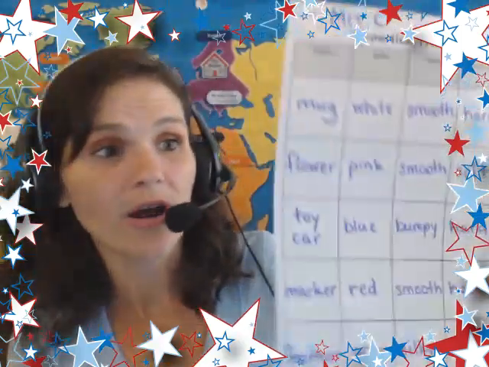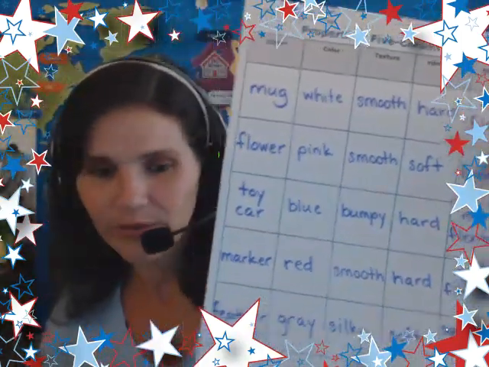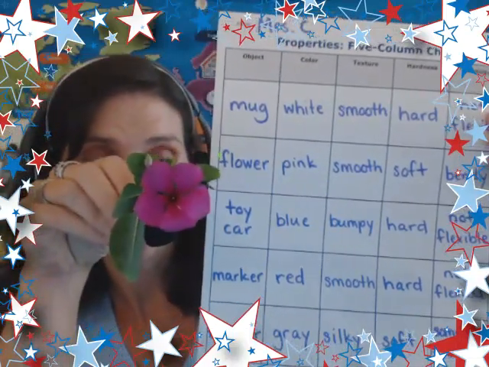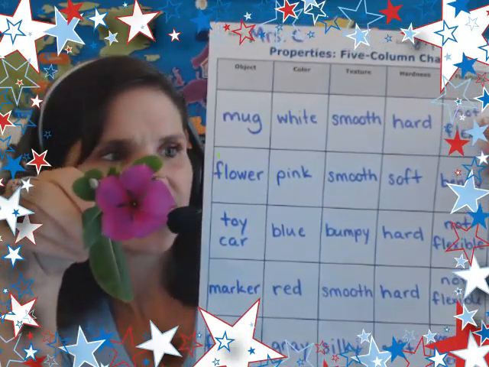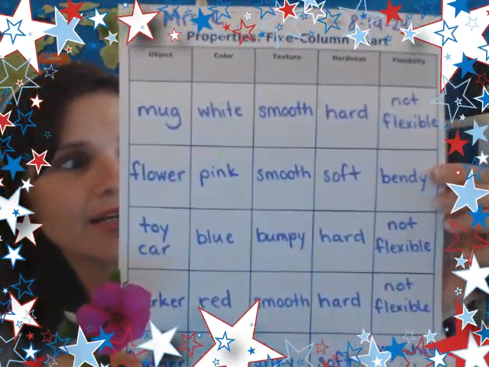So I repeated that same process of recording my observations for each item. Here's my flower. You can see it's much different than my mug, right? It's the color pink mostly. I didn't really worry about the leaves, just the flower itself. It is very smooth too. Feels a little bit different, but it's definitely smooth. It's soft, much softer than the mug, and it is a little bit bendy, right? So it is a little bit flexible. I can bend the stem, I can bend the petals, so it is bendy or flexible. All right, so there's my flower.